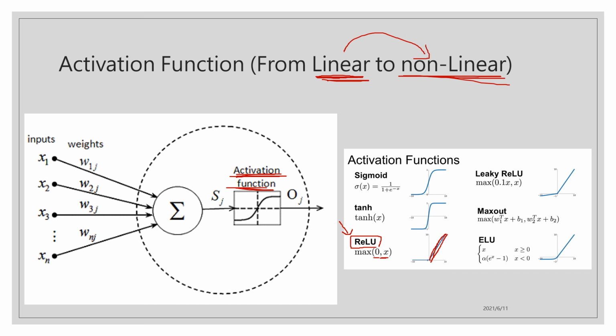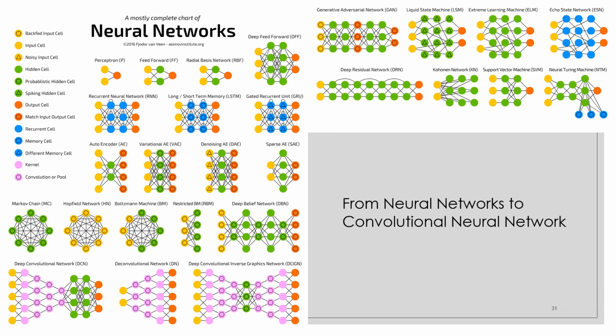Okay, so this is how the neural network tries to perform like a human brain. Of course, there are lots of activation functions, and you can learn them later. And after you have learned the neural network, now we are here. We are only here.